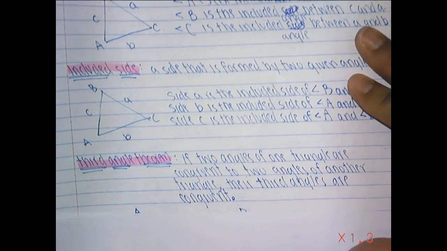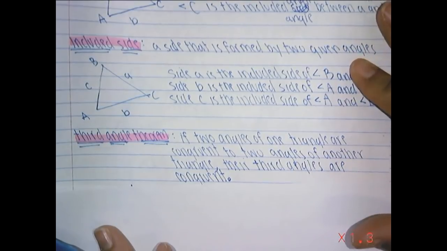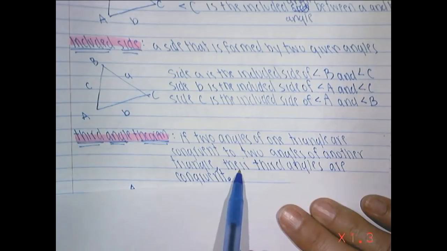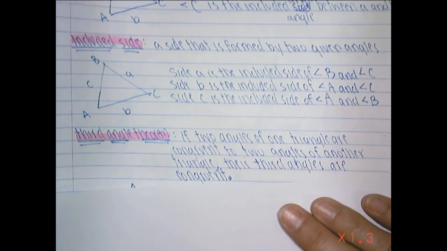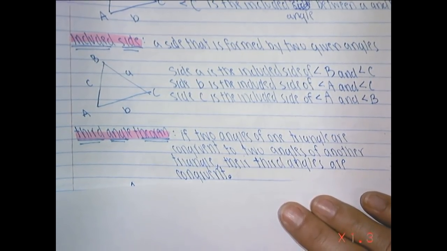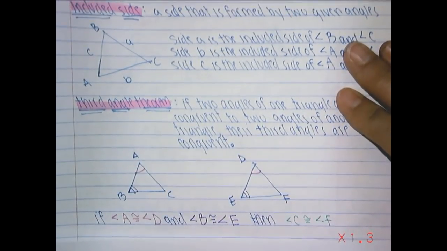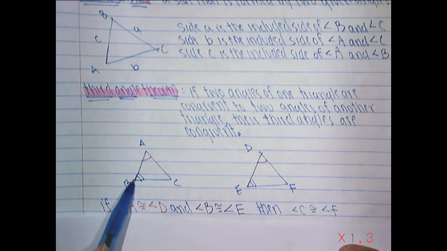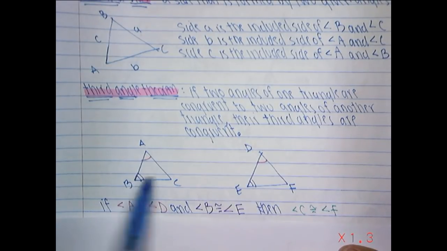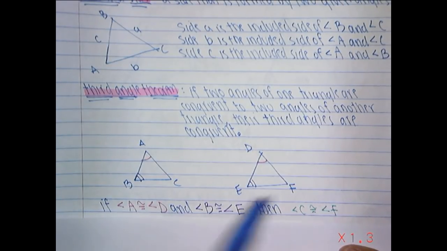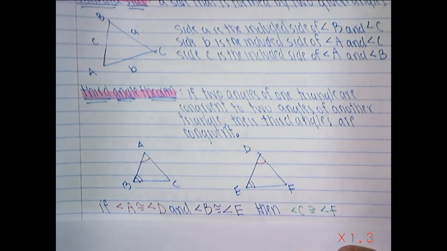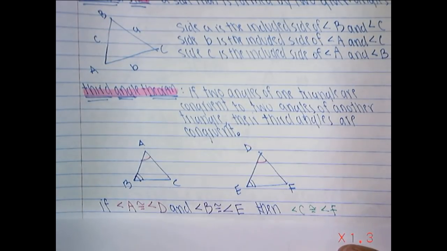Then we have the third angle theorem. If two angles of one triangle are congruent to two angles of another triangle, then their third angles are congruent. So if A is congruent to D, they're both in pink, and B is congruent to E, they're both in purple, then because two of their angles are congruent, that third angle, C and F, would also be congruent. That's the third angle theorem.